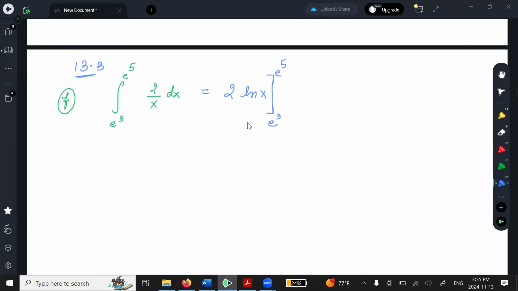How do I apply the limits? In exam, I highly recommend make 2 big brackets. In the first bracket, you replace the x with the upper limit, which is e to the 5. In the second bracket, replace x with the lower limit. Okay, take out your calculator, see what's the answer.